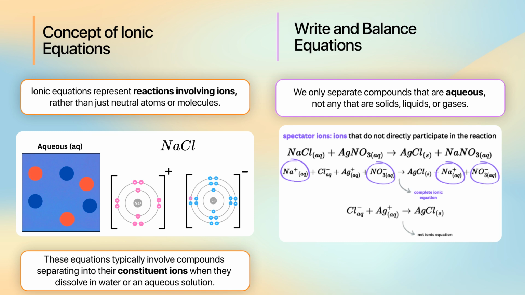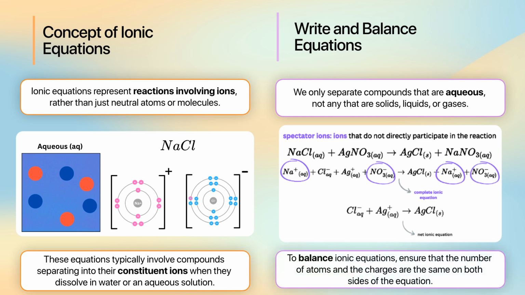Finally, we discussed the importance of balancing ionic equations. By following these steps, we can write accurate, balanced ionic equations, enhancing our understanding of ionic interactions in chemical reactions. This lesson has equipped us with the necessary skills to represent chemical reactions at the ionic level. Practicing these steps will help solidify this important skill in chemistry.